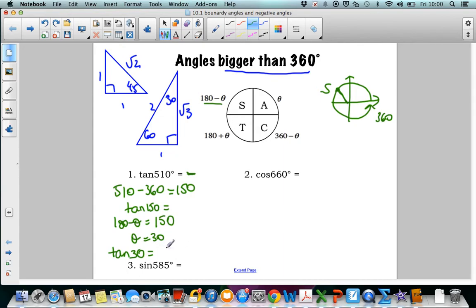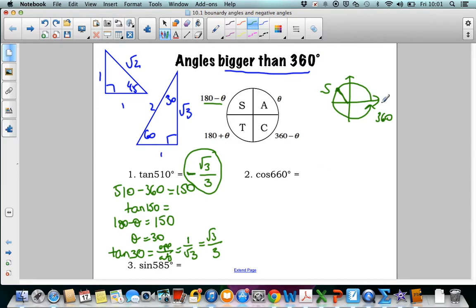Now we can go to our right angle triangle up the top there, our exact values triangle. Tan is opposite over adjacent. From the triangle, from 30 degrees, we can see the opposite is 1 and the adjacent is root 3. And probably a good idea to rationalize that denominator, multiplying by root 3 over root 3. And so we get root 3 over 3. So our final answer, tan 510, is negative root 3 over 3.